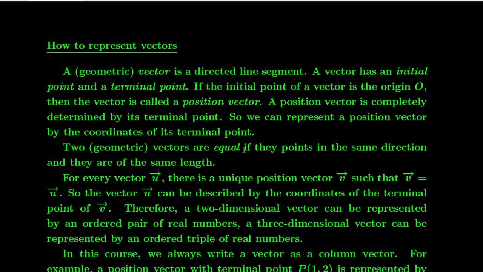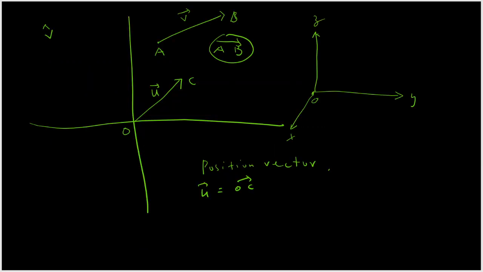Geometrically, it's super important to know what we mean by two vectors being equal. I do not care about their initial point and terminal point, as long as the two vectors point in the same direction. There's a typo here; remove that S. They point in the same direction and they have the same length, and then the two vectors are equal. I will show you what I mean on PowerPoint.